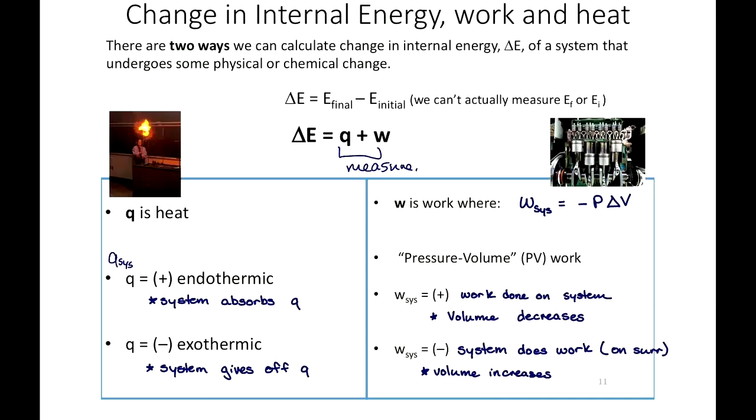So when we think about it, if we have an exothermic process, our object is giving off heat, what do we feel? We feel it get hotter, right? We feel it get warmer, because we are the surroundings, and the object is the system.